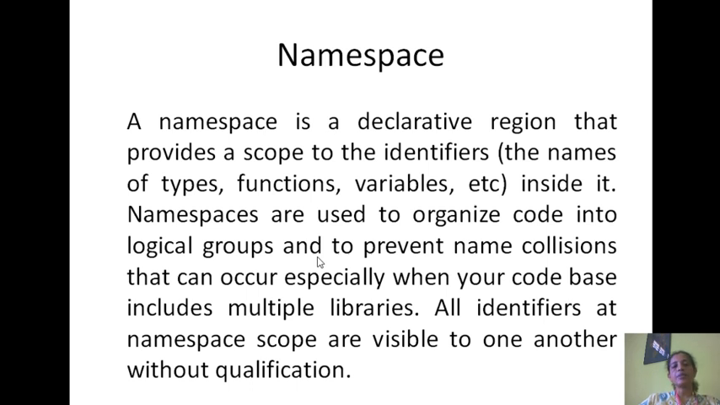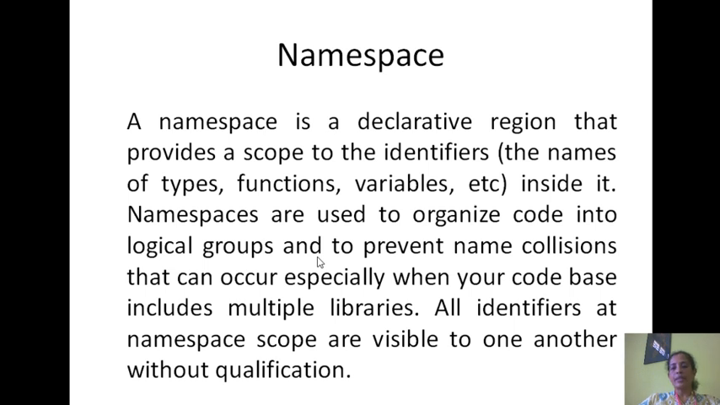So basically namespaces are used to organize the code in logical groups and to prevent name collision. So names of the namespaces are normally not the same. We can create a namespace, or some namespaces are already available in the library. From multiple libraries, we can use different namespaces, but every namespace has a different name.